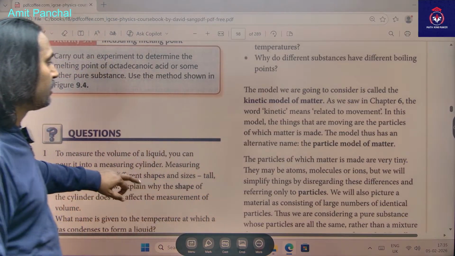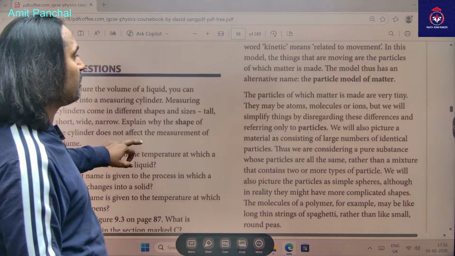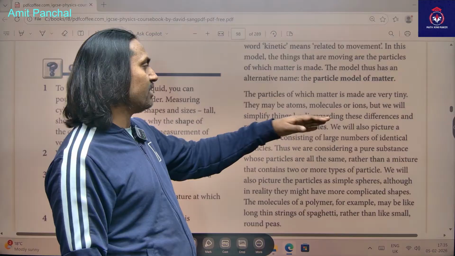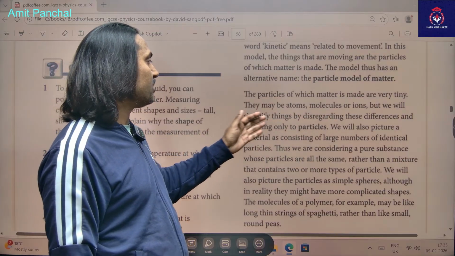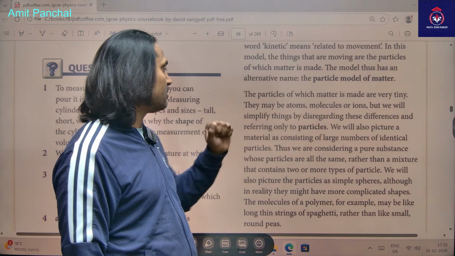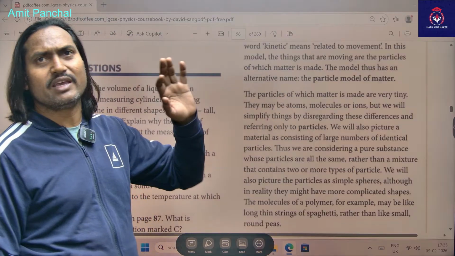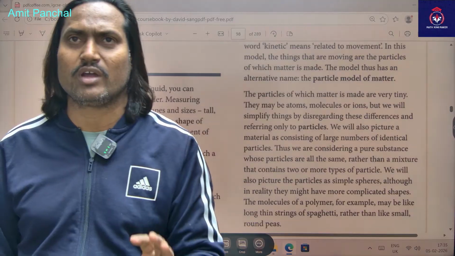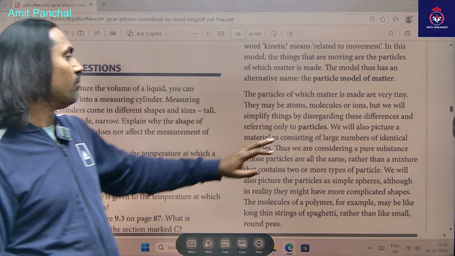So the particles of which matter is made are very tiny. They may be atoms, molecules or ions, but we will simplify things by disregarding these differences and referring only to particles. So we will say only particles. We will not say atom, molecule or ion.